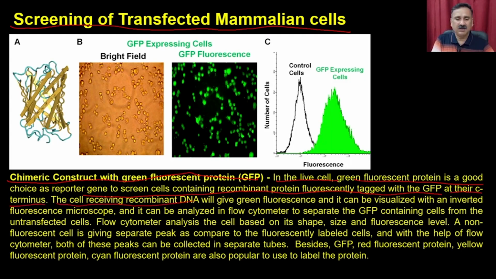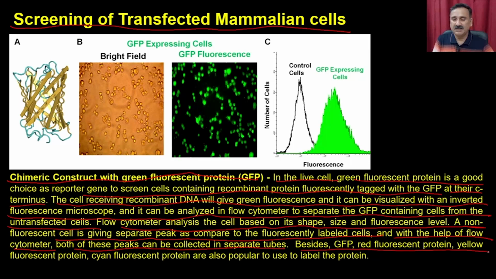The cells receiving recombinant DNA will give green fluorescence, and it can be visualized with an inverted fluorescence microscope, and analyzed in a flow cytometer to separate the GFP containing cells from the untransfected cells. Flow cytometer analyzes the cells based on shape, size and fluorescence. A non-fluorescent cell gives a separate peak compared to the fluorescent labeled cell, and with the help of the flow cytometer, both of these peaks can be collected in separate tubes. Besides GFP, the other proteins you can use are RFP, YFP and CFP.